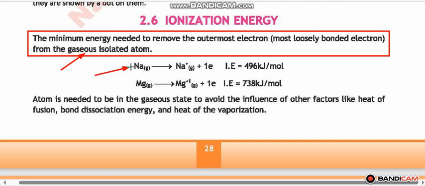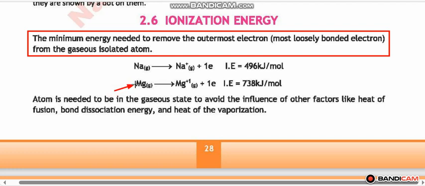Here there is an example of sodium. Sodium is an isolated atom. It is in gaseous state, shown by the symbol G, and when we provide it energy, and this amount of energy is equal to 496 kilojoule per mole, then the sodium converts into a sodium ion and one electron is released. Why is one electron released? This is because there is only one electron in the outermost shell of the sodium atom, so we get one electron and sodium ion. Another example is magnesium.